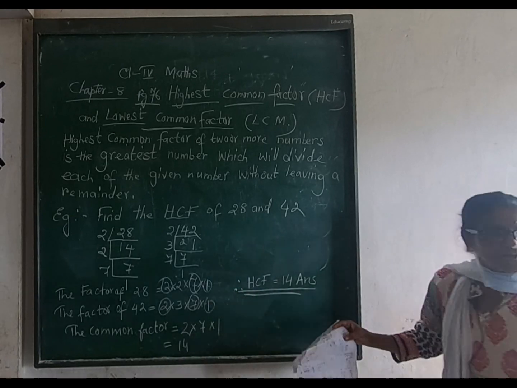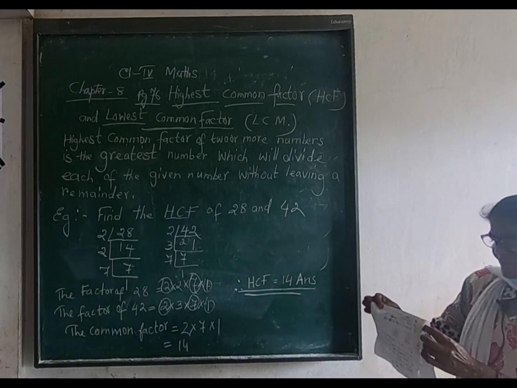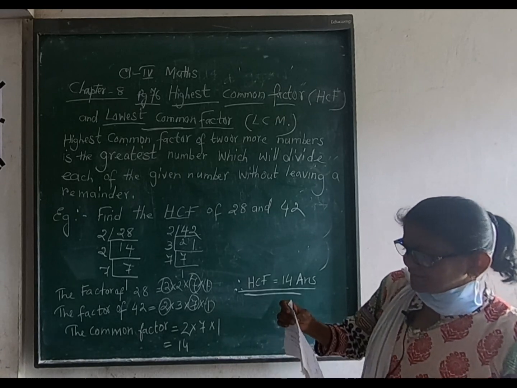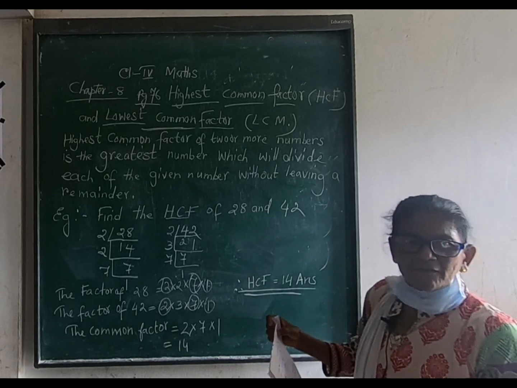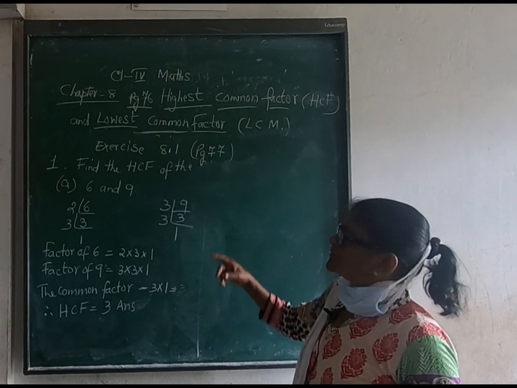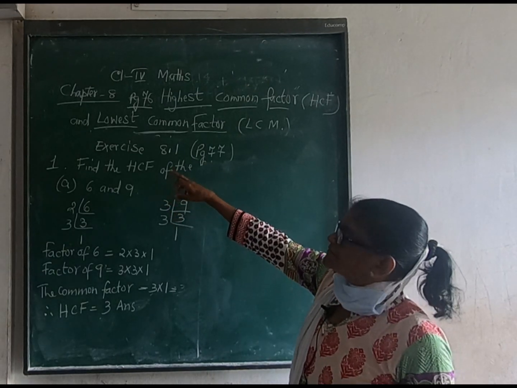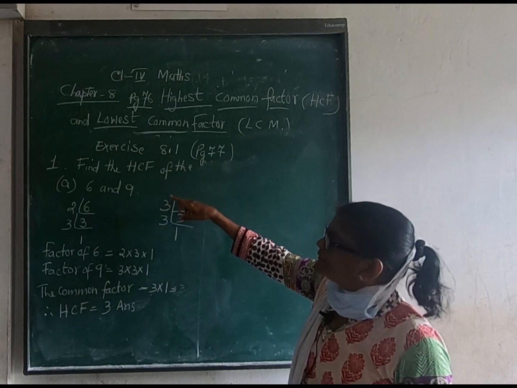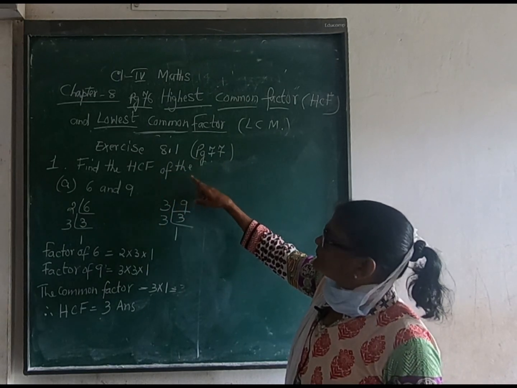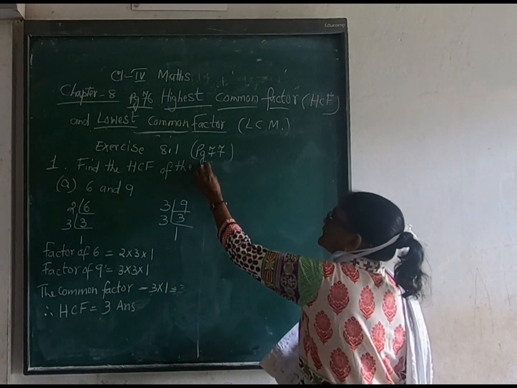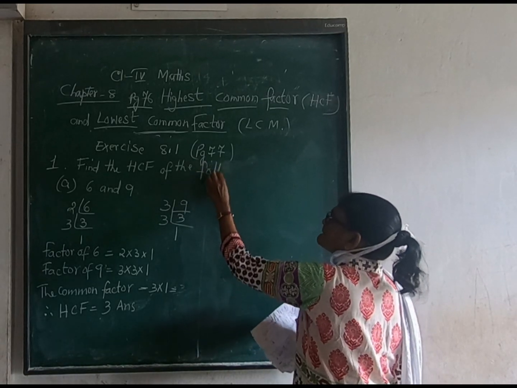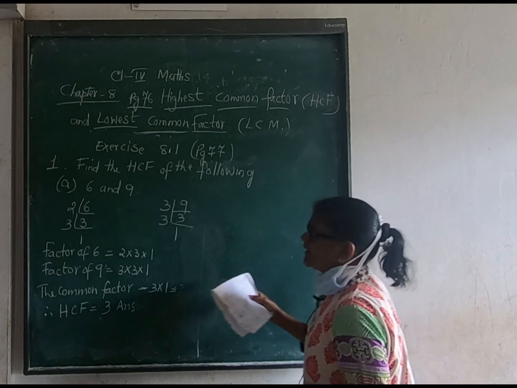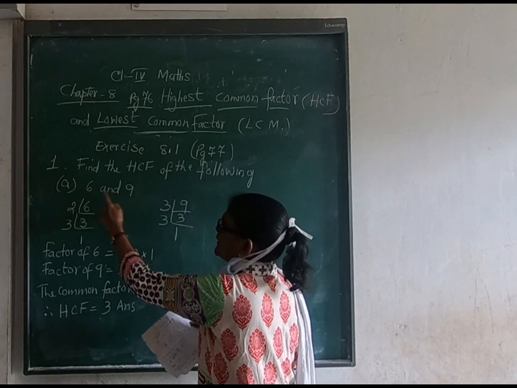So I hope you have understood this. Now let us go to our last exercise, page number 77, exercise 8.1. So children, please be attentive. In exercise 8.1, page number 77, number 1: find the HCF of the following. A, 6 and 8.